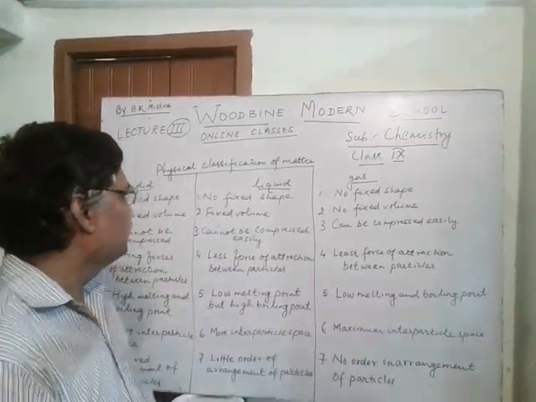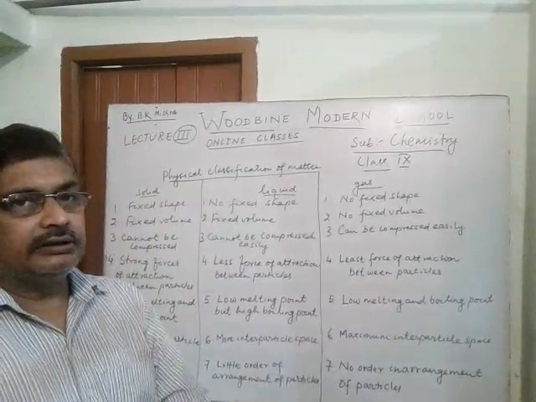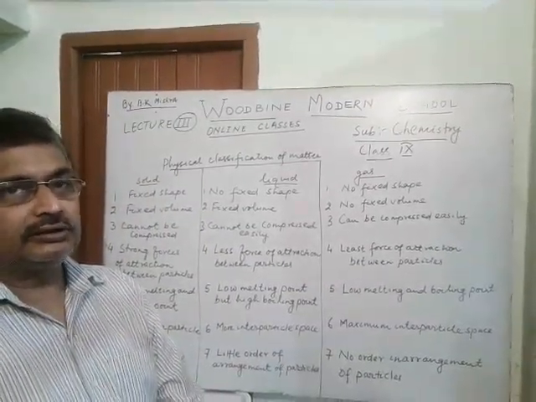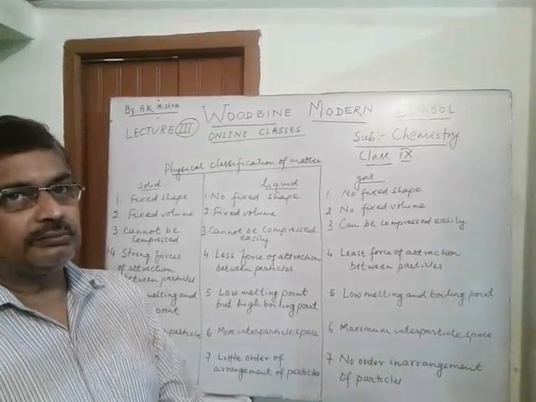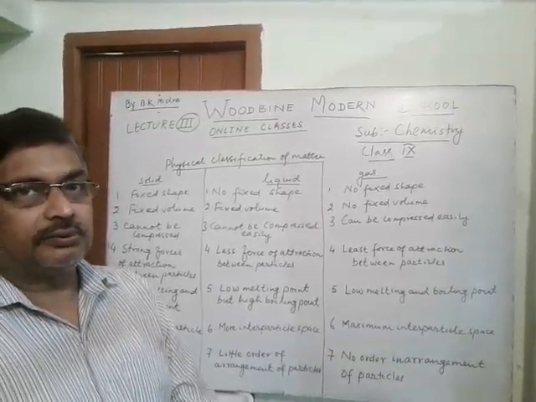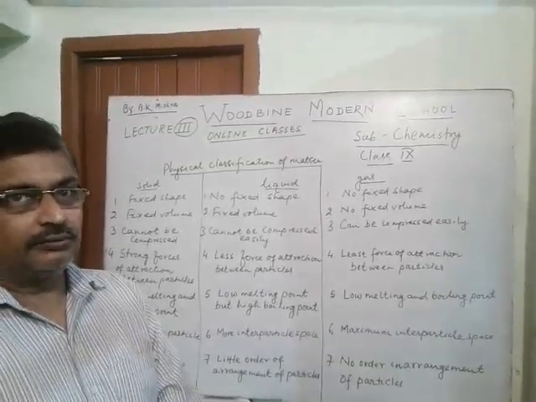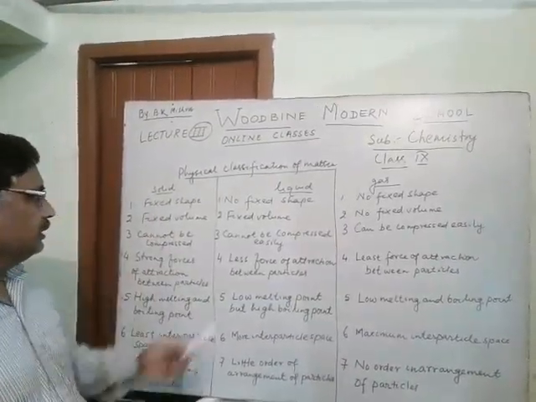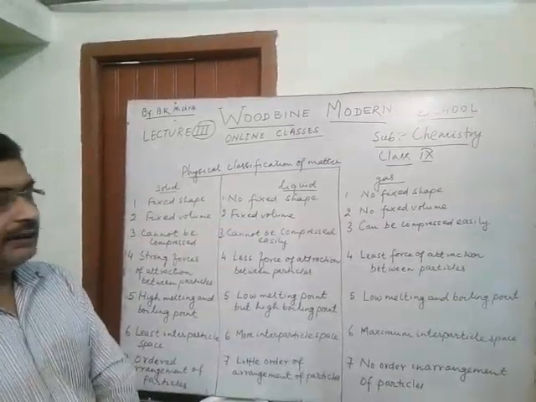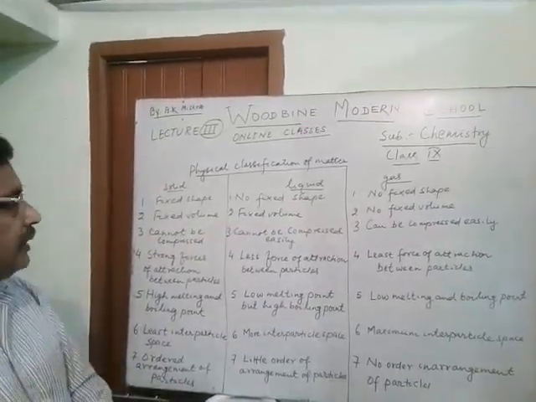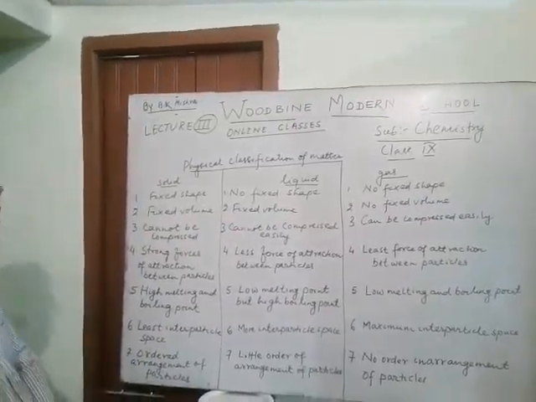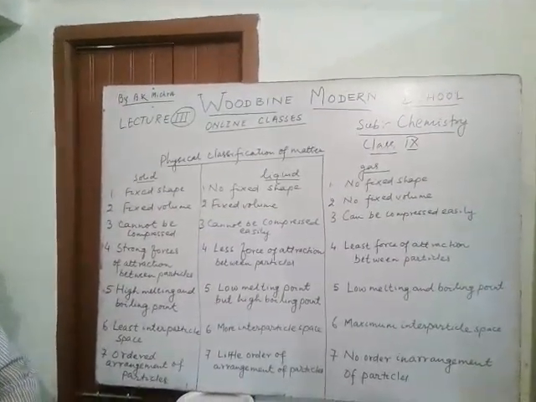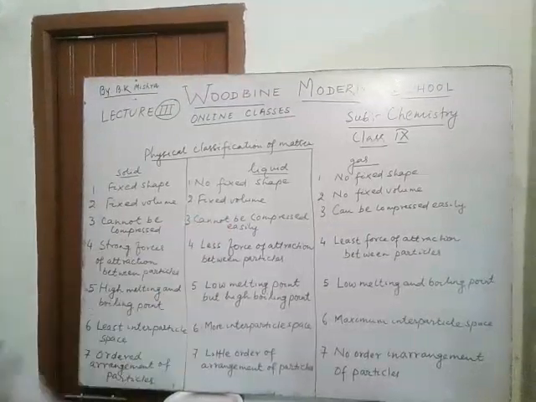Now, what is the physical classification of matter? Matter exists in three states, that is solid, liquid and gas. And what are the properties of solids? What are the properties of liquids? And what are the properties of gases? We will see one by one. Now see here. Solids have fixed shape, liquids have no fixed shape, and gases have no fixed shape. Now, solids have fixed volume, liquids also have fixed volume, but gases have no fixed volume.